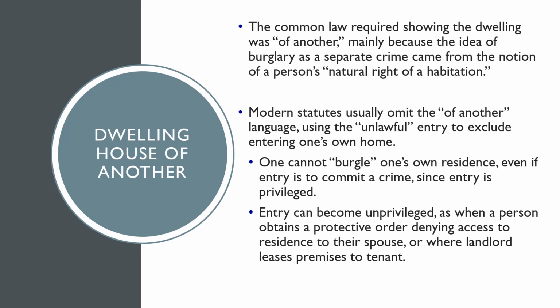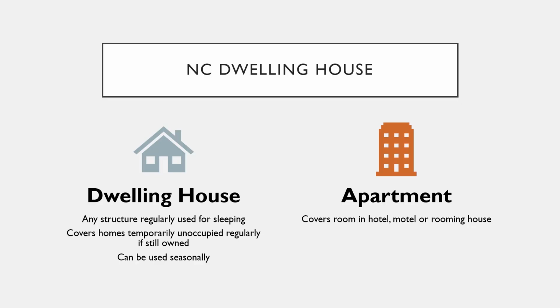So some states simply use the term unlawful. Now, North Carolina doesn't tend to do that. North Carolina dwelling house means any structure regularly used for sleeping, covering homes, whether they're fully or temporarily occupied or occupied regularly. It also covers a hotel, a motel, or rooming house.